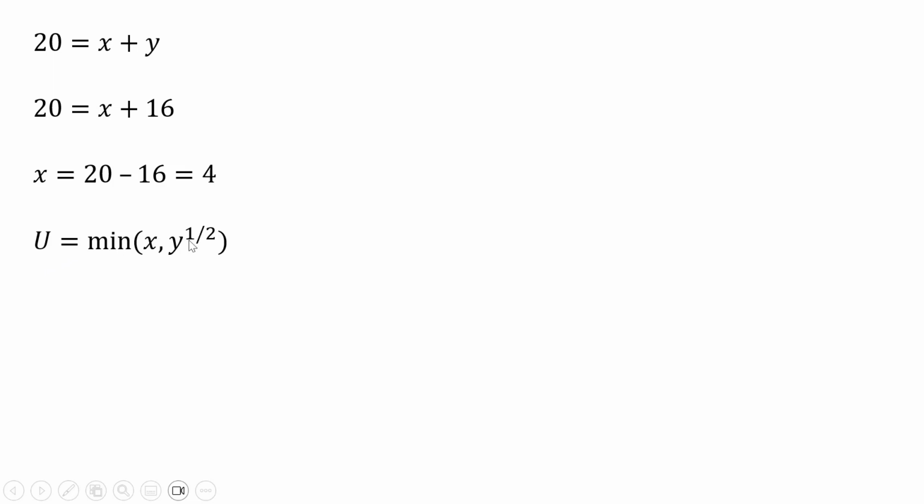If we want to plug those values in the utility function, we can do that. The square root of 16 is 4, so utility is the minimum of 4 or 4, and that is just 4. And that is the end.